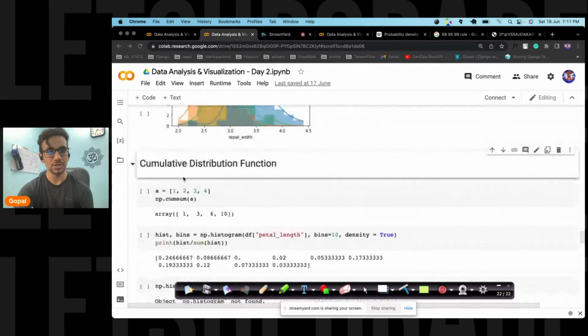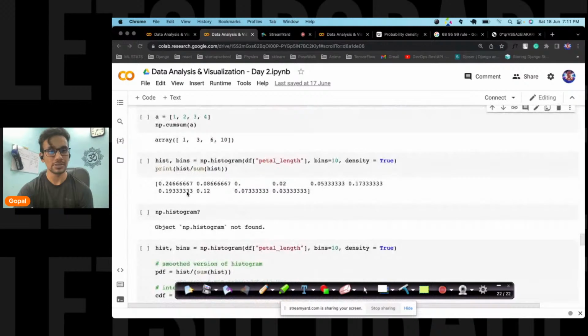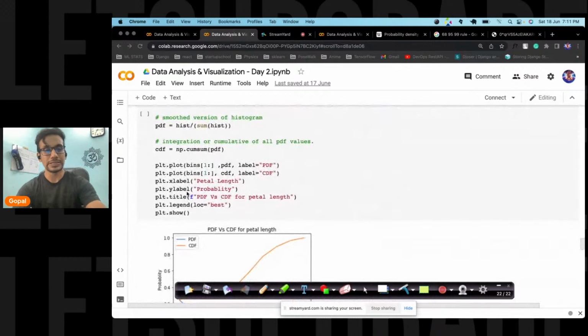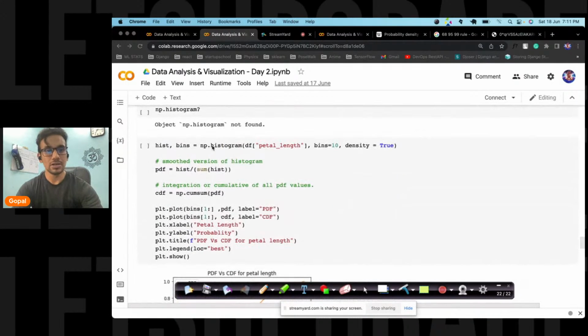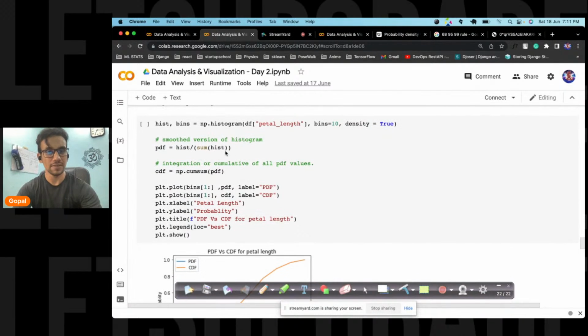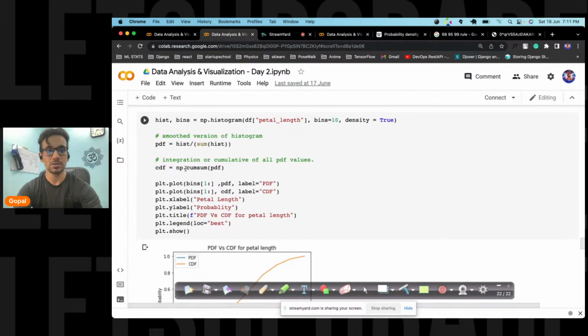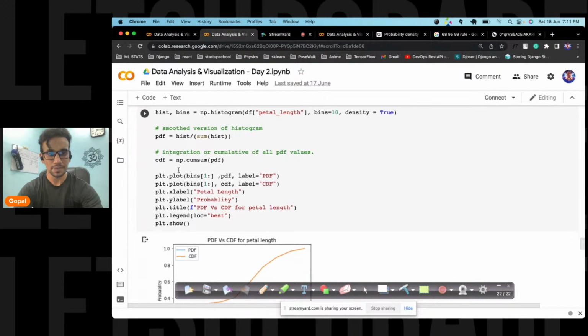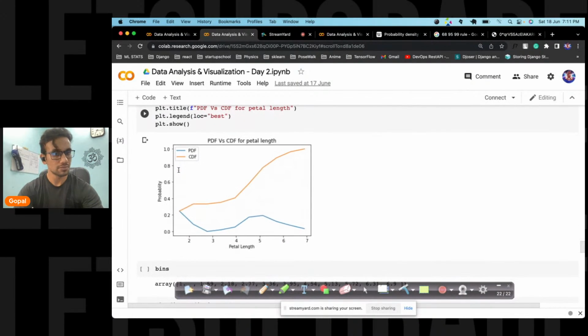So how exactly can you plot the CDF? It's quite easy. Again, you need to calculate the histogram here. Then I calculate the PDF, the smooth version of the histogram, and the integration or cumulative sum of all PDF values. You can just use np.cumsum, right? And there you go, you've got this beautiful looking graph.